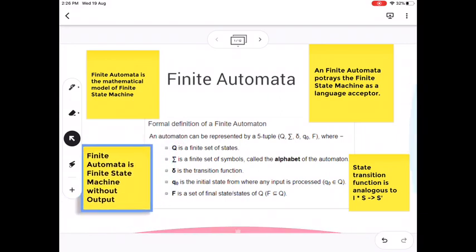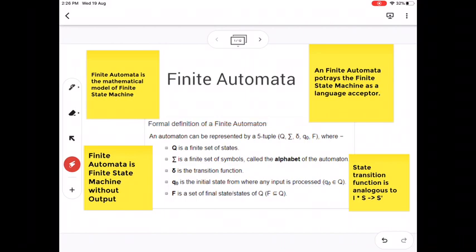So, we will see formal definition of finite automata. That is, finite automata has 5 tuples. That is Q. Q is a finite set of states. Summation symbol is input symbol. This shows your transition function. Q0 is your initial state and F is your final state. So, this is set of final states.